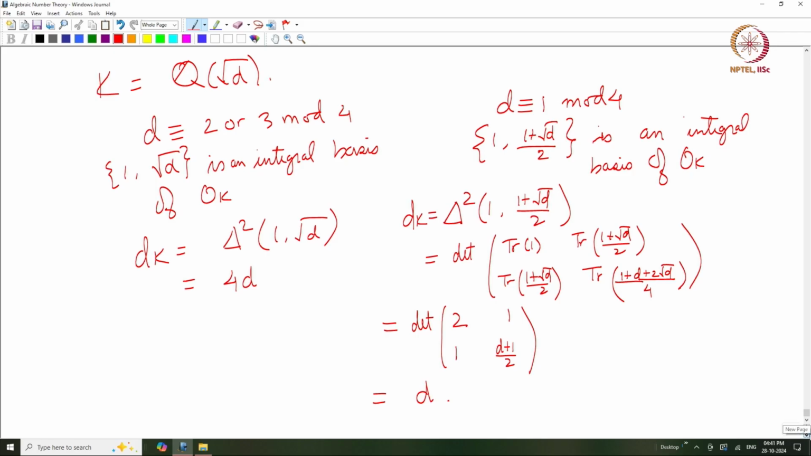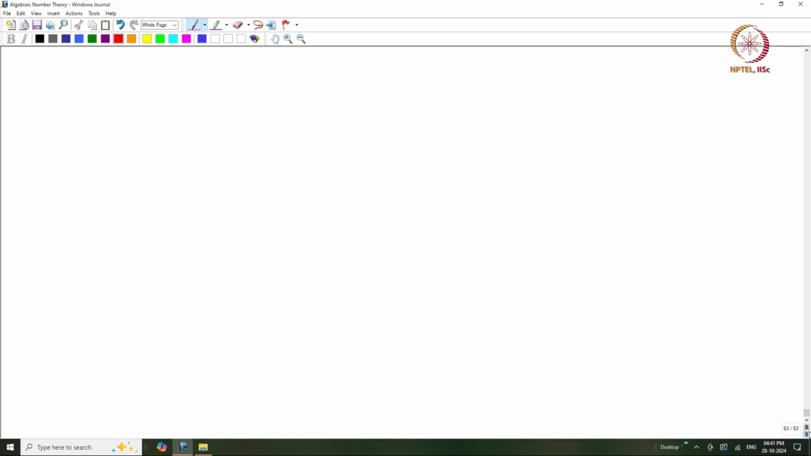And you see if d is congruent to 1 mod 4, we get dk is d, and if d is not congruent to 1 mod 4, we get dk is 4d. So, again dk is 0 mod 4. So, it is either 1 mod 4 or 0 mod 4.